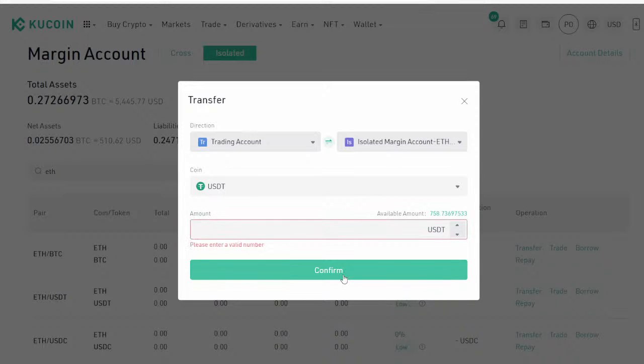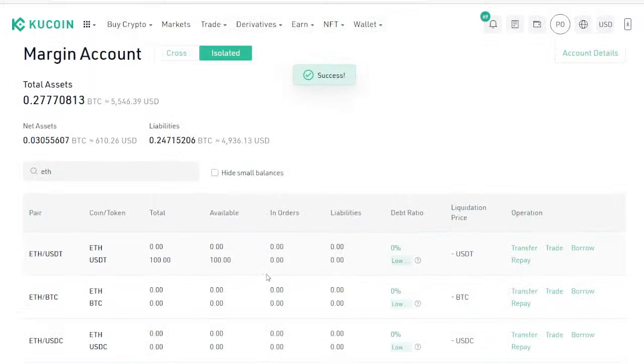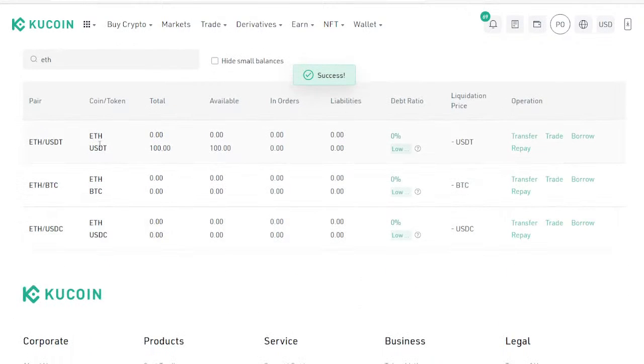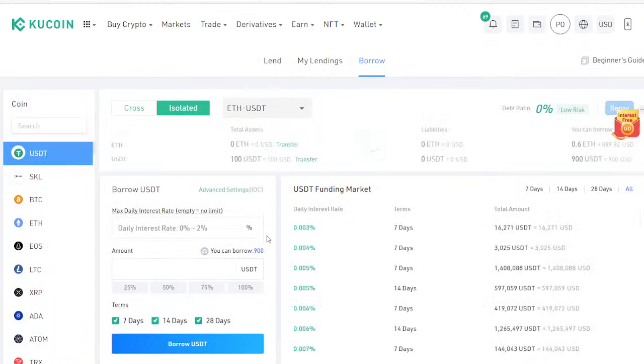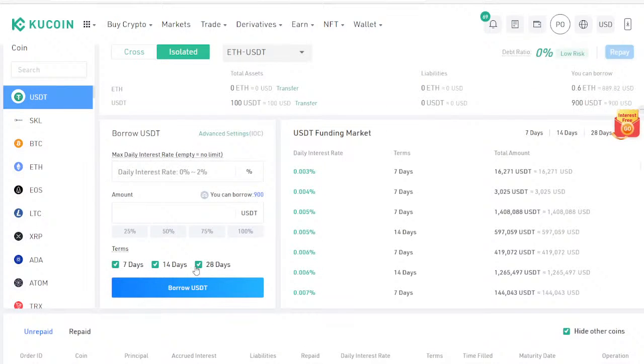Well, let's do two moves here. Let's do 100 in here, confirm it, and now you're going to see your Ethereum has USDT at 100 bucks. Now we're going to borrow on top of that USDT, which allows us a 10x. That's going to give us $900 to make its total trade 1,000.